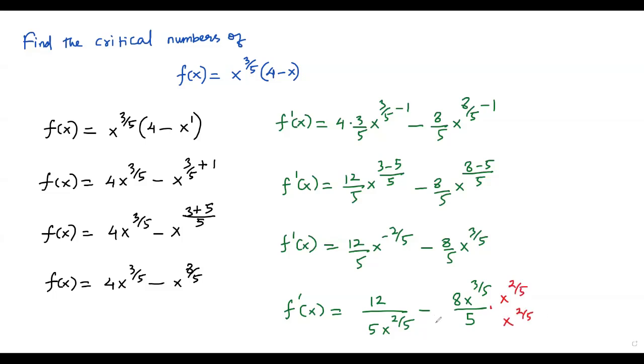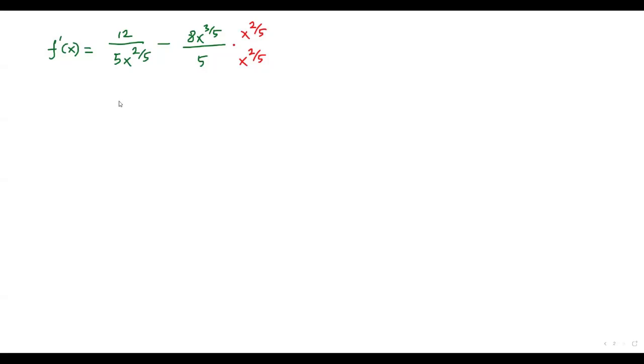Okay, now let me continue on the next page. This is the last step we had on the previous page. Let me continue over here. f prime of x equals 12 over 5 times x to the power of 2 over 5 minus 8 times... Okay, now let's multiply this one and this one.